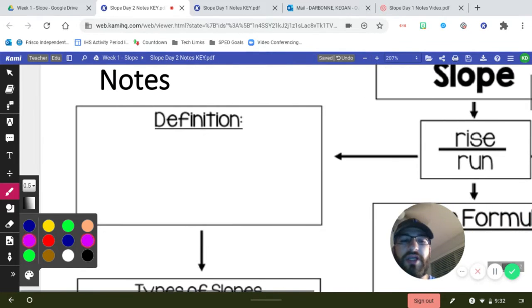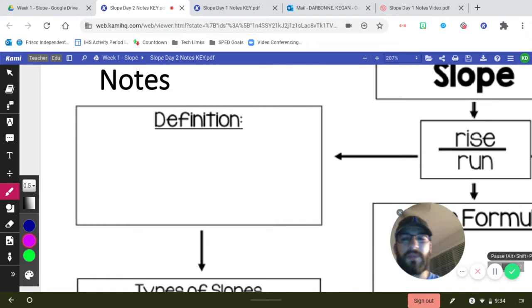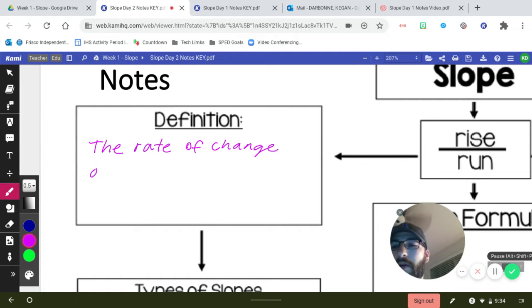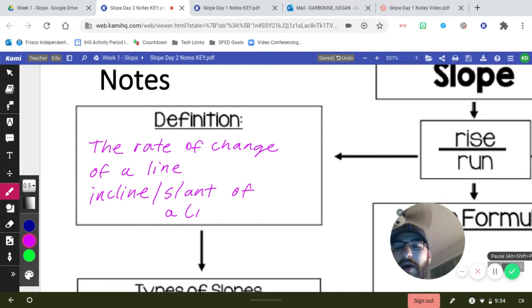And our definition of slope. So slope is the rate of change of a line, also known as the incline or slant of a line. So essentially the slope, what is a slope? Like a sloped mountain, something like that. It's an incline, it's a slant.